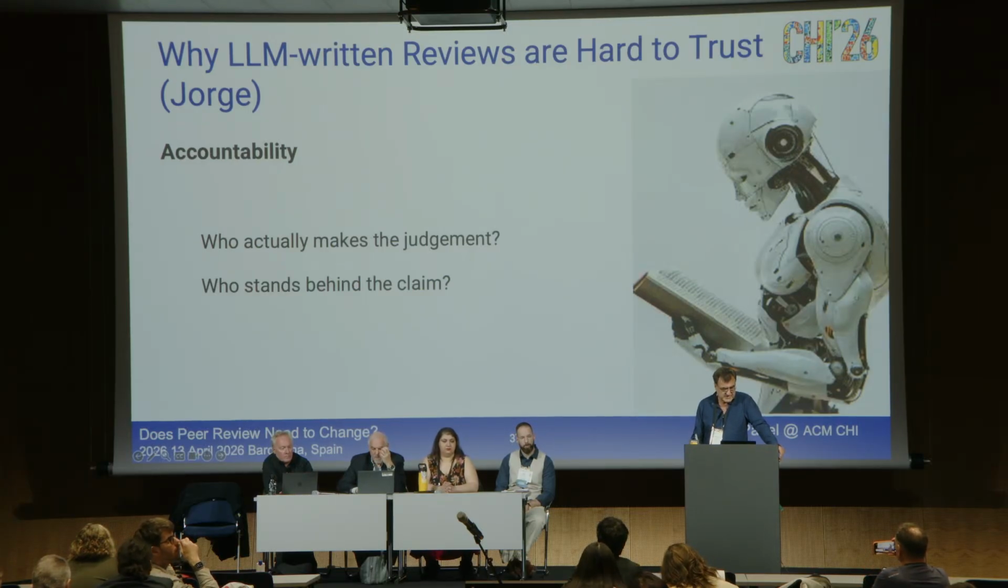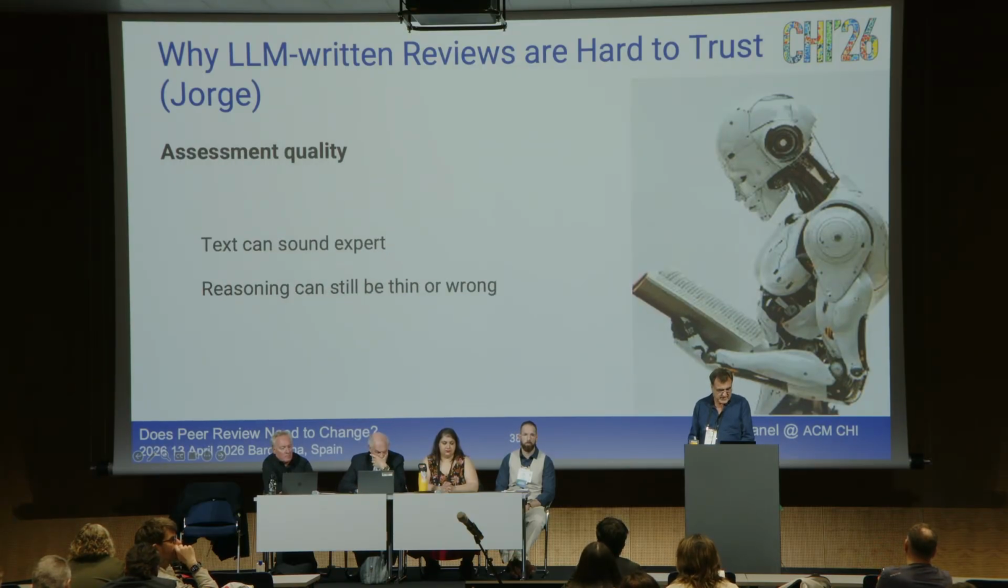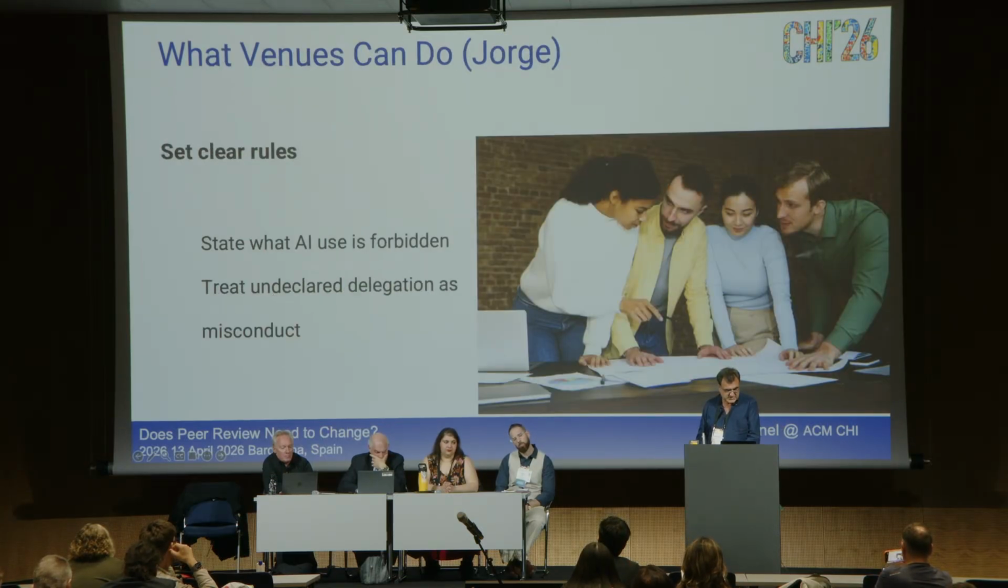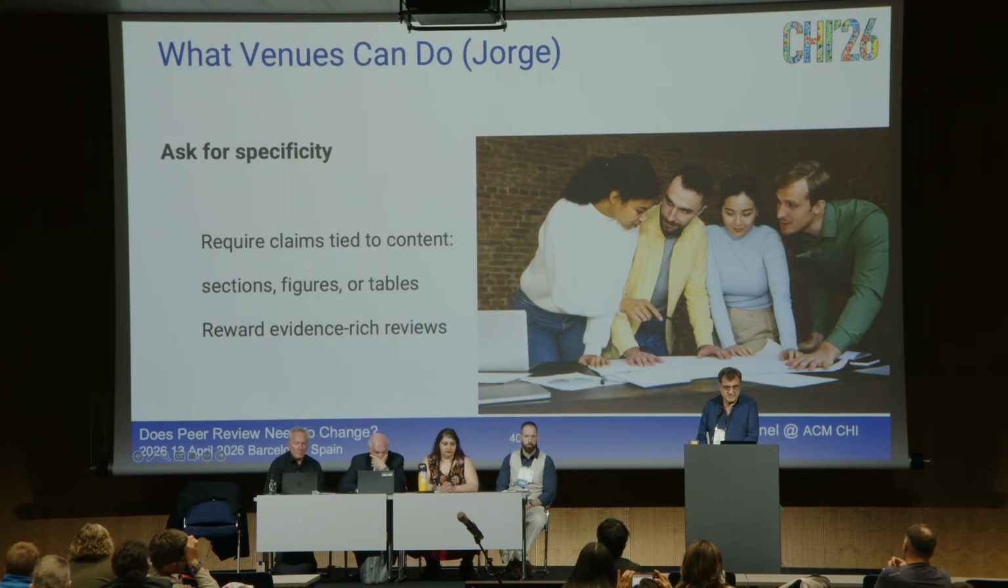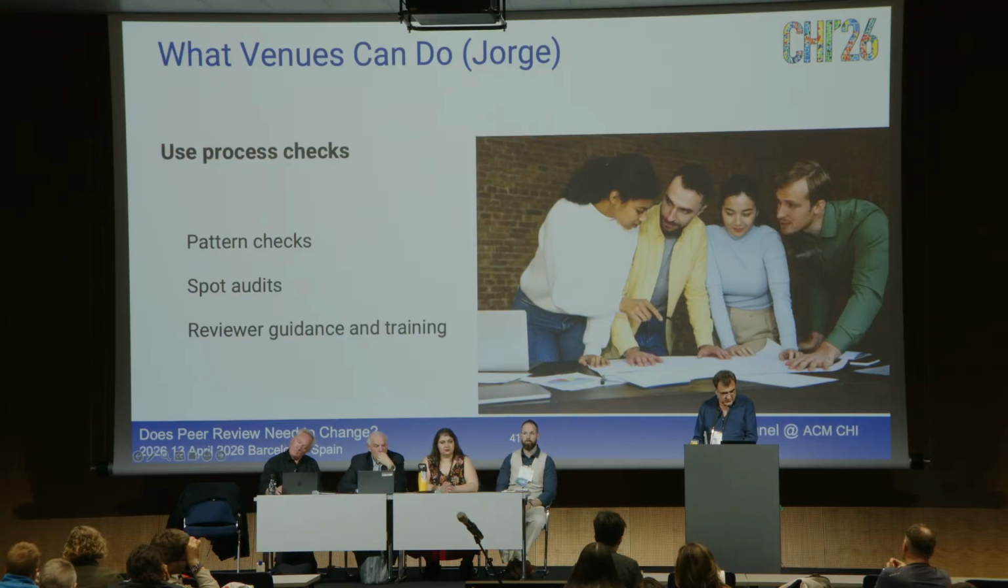I think the issue here is accountability. Who actually makes the judgment? What standards are there behind the claim? The text can sound expert, but reasoning can be thin or just totally wrong. So one possibility is to set up clear rules. ACM and other organizations are doing this. And treat undeclared delegation as misconduct. Ask for specific claims: what in the content of the paper sustains this claim? What sections, what figures, what tables motivated this criticism? And reward reviews that are evidence-rich.